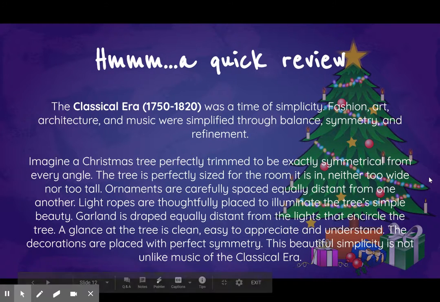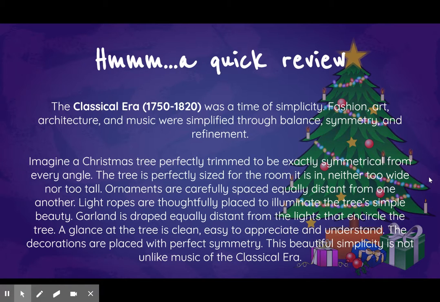Then the classical era, 1750 to 1820, was a time of simplicity. Fashion, art, architecture, and music were simplified through balance, symmetry, and refinement. Imagine the buildings that we peeked at that were designed during the classical era. We noticed that they were symmetrical and that around the doors and windows were very simple. One of the only adornments we saw were in simple columns, but at the top they had things that looked like ferns or flowers, only at the top and near the bottom of those columns.